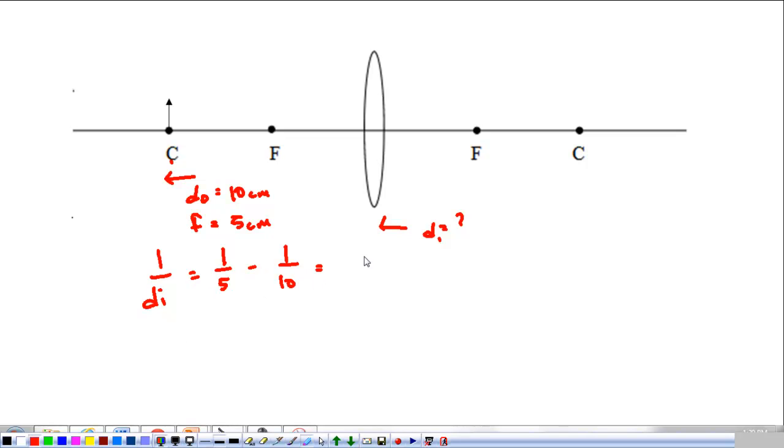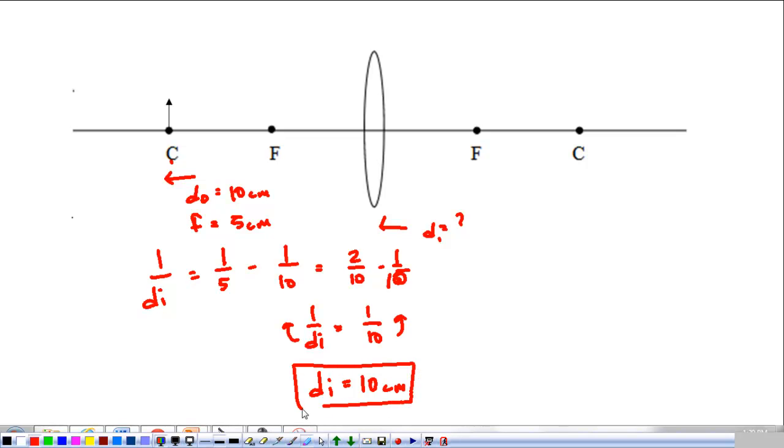Well, we can't really do that, so 2 over 10 minus 1 over 10. You can do this in your calculator, but we get 1 over di is equal to 1 over 10. Which means my image distance, I'm going to take the inverse of both of these, flip them both over, is 10 centimeters. So that means that my image should be over here. Since it's on the other side of the lens, it's going to make it real.